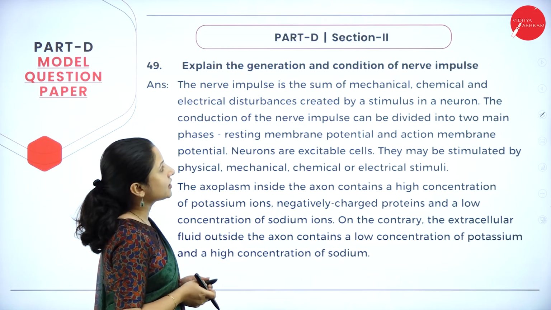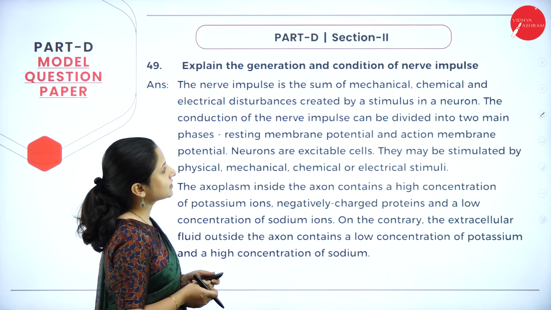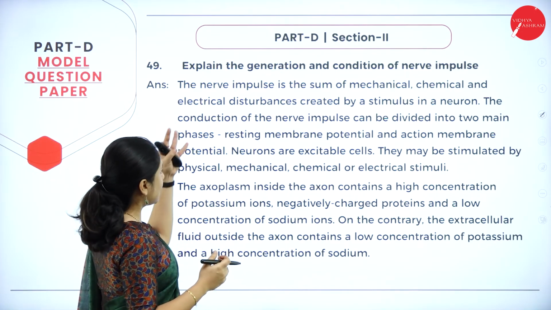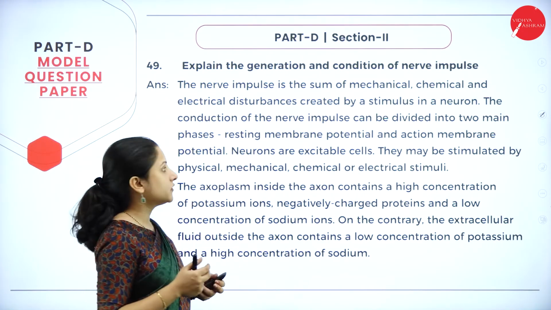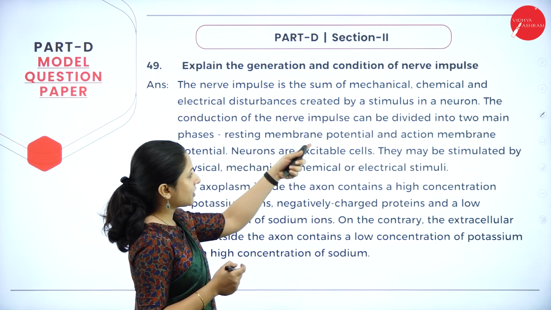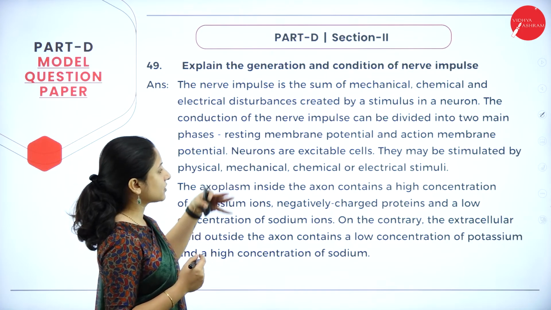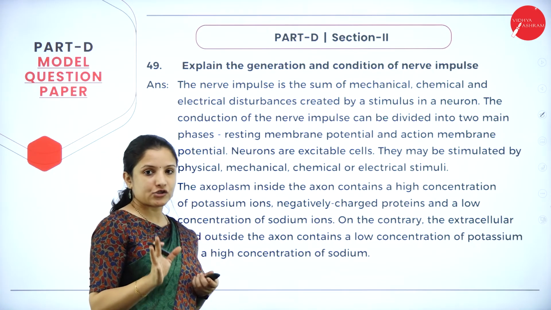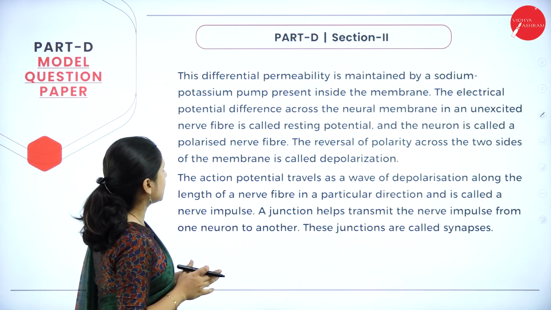Explain the generation and conduction of the nerve impulse. Here also the nerve impulse is somewhat mechanical. Write the definition. What exactly is the nerve impulse? Then write, there are 2 phases that are involved in the generation of nerve impulses. So resting membrane potential and action potential. After that, you have to write about the steps, write it in the form of steps, then it will fetch you 5 marks. Any 5 steps, 5 points you write, it is enough.